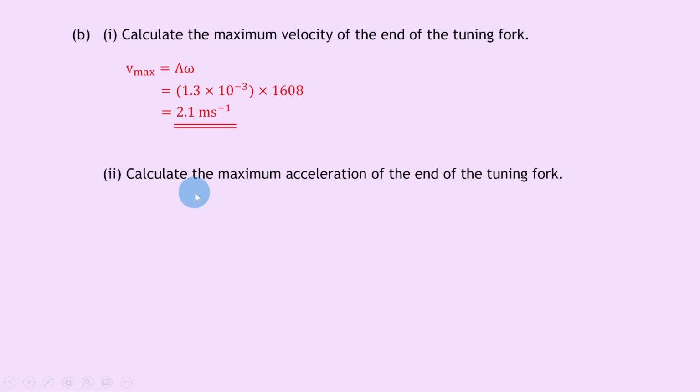Part 2 then says to calculate the maximum acceleration of the end of the tuning fork. So this time the expression for maximum acceleration, remember, is A max equals omega squared A. So substituting in the same numbers as up here, but remembering to square omega, we have 1608 squared times 1.3 times 10 to the minus 3, and putting that into a calculator should give you an answer of 3.4 times 10 to the 3 meters per second squared.